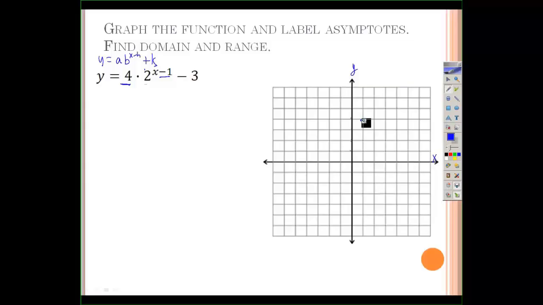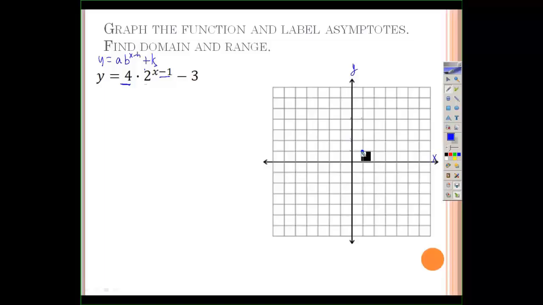So it looks like a point, but it's not a point yet, okay? So we're starting at 4, 1, 2, 3, 4, that's the a value. We're moving h to the right 1, and we're moving k down 3, right there. So that's where we're going to start. Okay, that's where my graph's going to start.